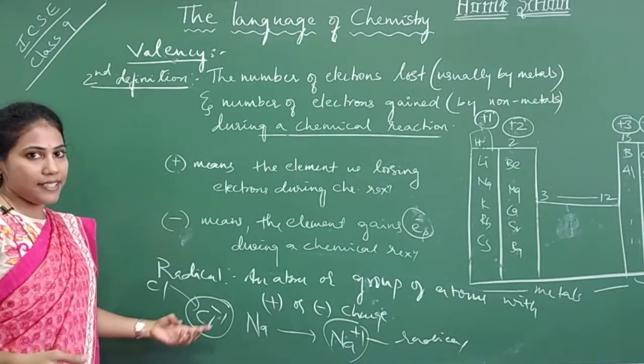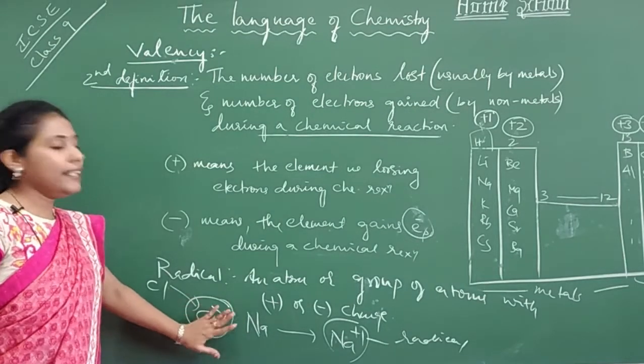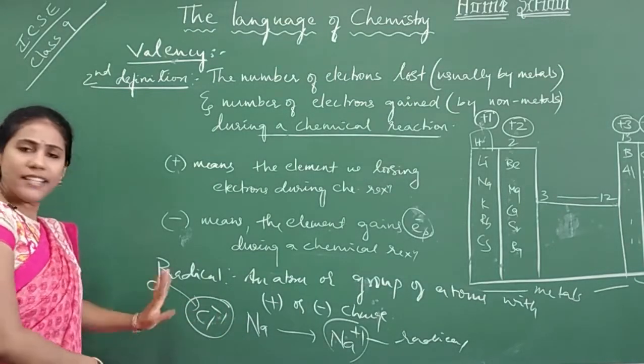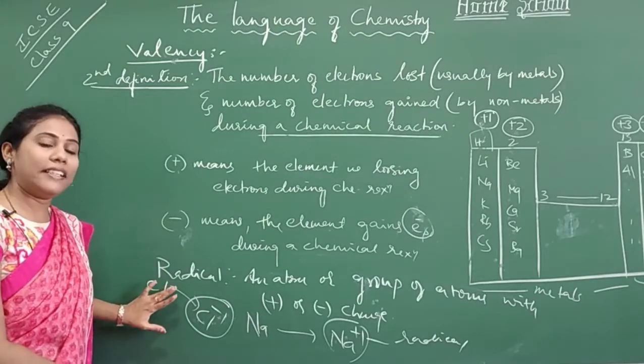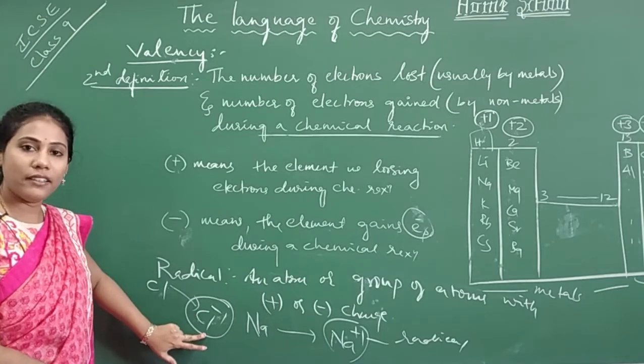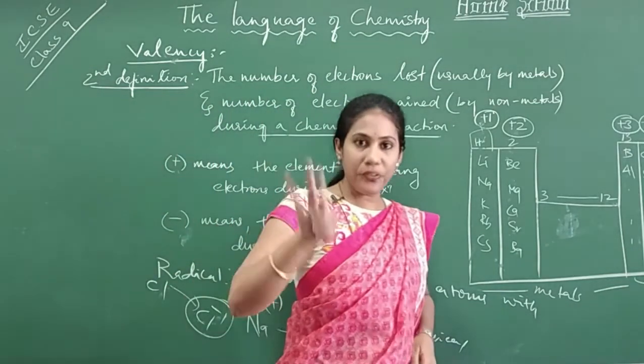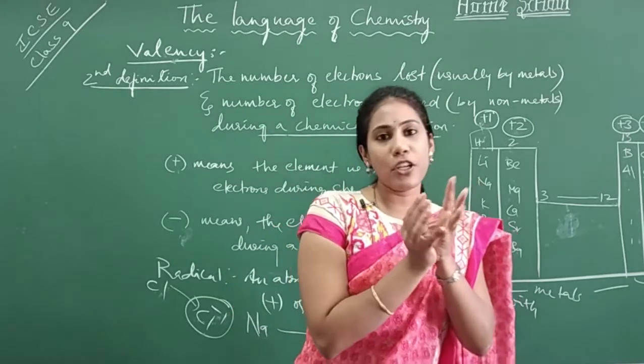So Cl minus, Cl along with the charge, when you write that, is called a radical. Just Cl is not called a radical. It is just an atom. But Cl along with this charge is called a radical. Like that, a radical is nothing but an atom with a charge, or a group of atoms also.